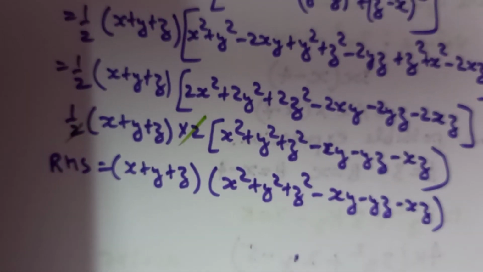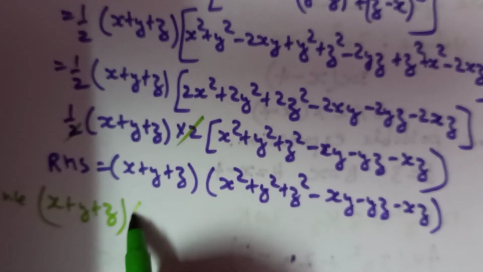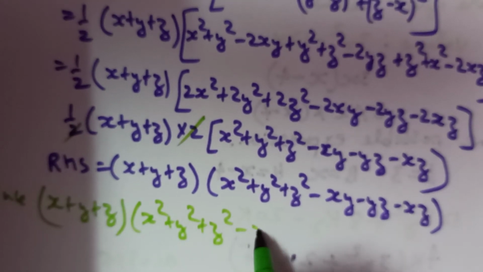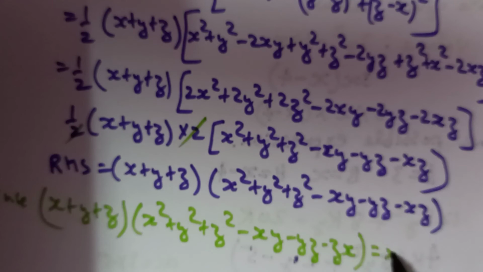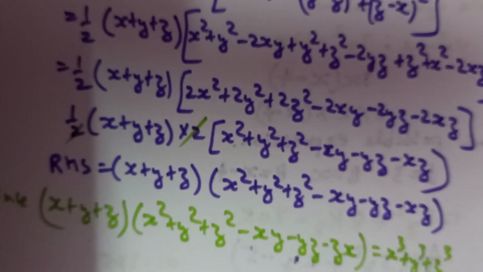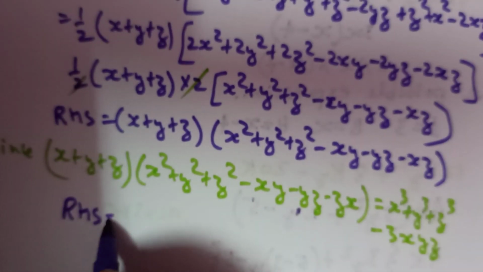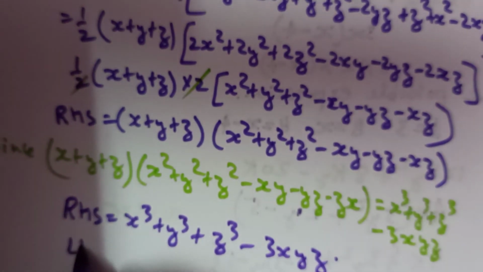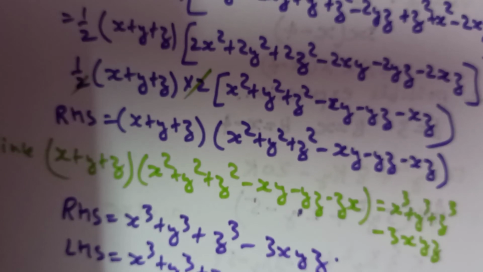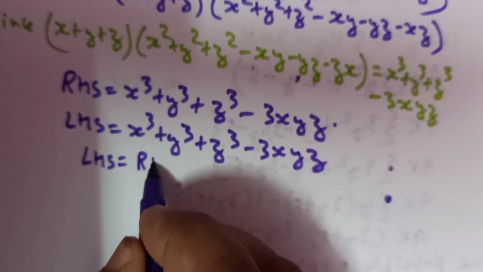And we know this by the identity, from left to right, we can say that since we know that (x plus y plus z) into (x square plus y square plus z square minus xy minus yz minus zx) is equal to what? It is equal to x cube plus y cube plus z cube minus 3xyz. So we can write the value of RHS is equal to x cube plus y cube plus z cube minus 3xyz, and LHS is also the same as given in the question. So we can say that LHS and RHS are equal, hence verified.